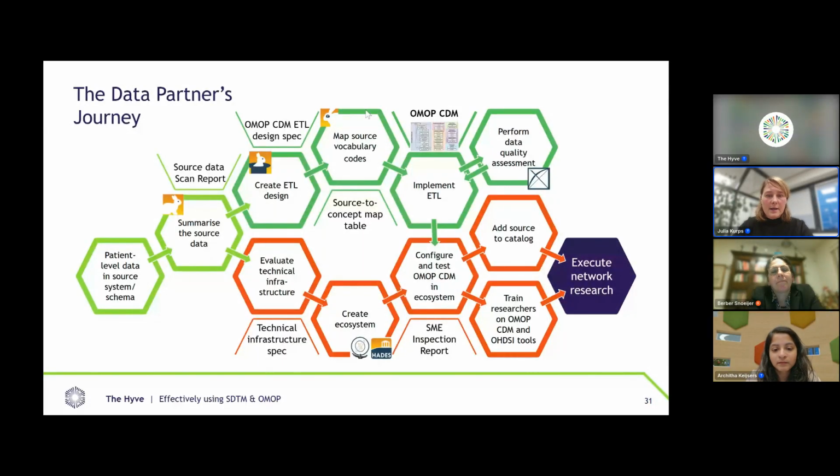And then what you see here below is more the infrastructure, because you want to make sure that you can, for example, use the analysis packages that have been developed by the OHDSI community. So what you see here are the logos for Atlas, which is a web-based tool that allows you to create cohorts and to run analysis packages. And the Hades suite is a set of R packages that can be used for the analysis.